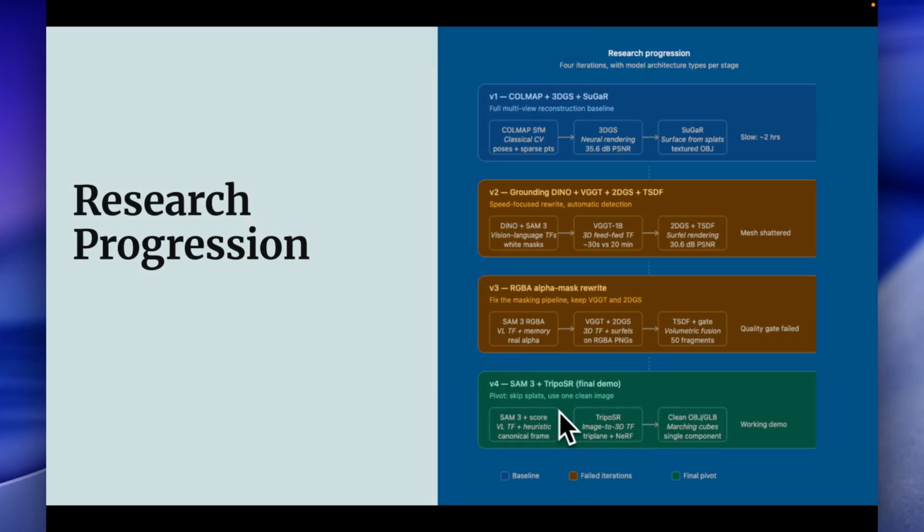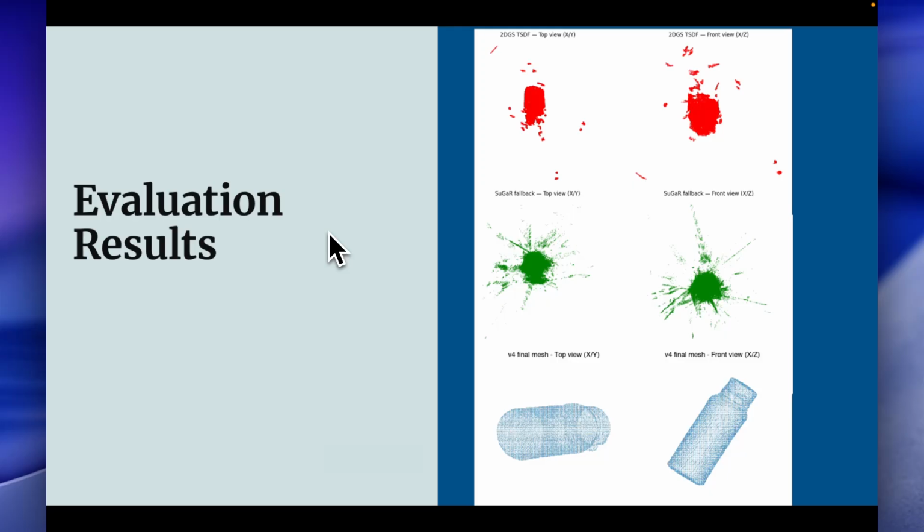Essentially, this is the final pipeline that I implemented after 3 other different versions, and just to show quick evaluation results, I tried using the 2DGS model and the SuGaR model, which used 3D Gaussian splatting to create the meshes, but we had a lot of fragmentation, a lot of data loss, and this was not great at all for creating the final meshes, and this final output is the pipeline that I ended up using.